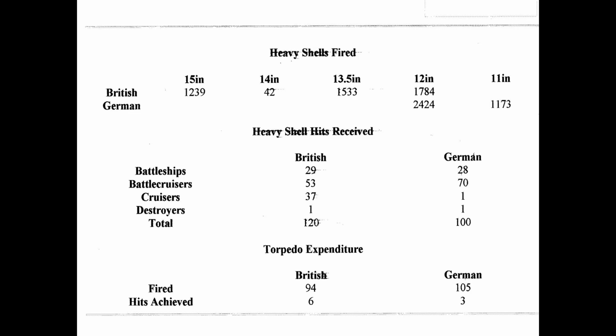And then you get 120 hits for the British and 100 hits for the Germans. There are a lot of ships out there, and there were a lot of misses. So the British battleships took 29 hits, the Germans took 28. The British battle cruisers took 53 hits, and the Germans took 70. And the cruisers took 37 to 1, destroyers 1 to 1, and of course there were more destroyers than anything else. So the British received 120 hits from the Germans, and the Germans took 100 hits. And then the British fired 94 torpedoes and got 6 hits, and the Germans fired 105 torpedoes and got 3 hits. So there was a whole lot of missing going on.